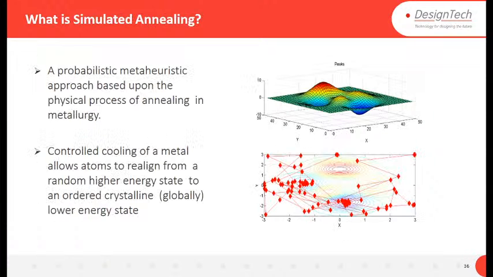Another is simulated annealing. Simulated annealing is very simple: it follows the way heated metal is cooled, the algorithm used to cool any metal. The controlled cooling of a metal allows atoms to realign from a random higher energy state to an ordered crystalline, globally lower energy state. So the process goes from higher energy to lower energy, with the flow of heat. In the same way, simulated annealing works in MATLAB.